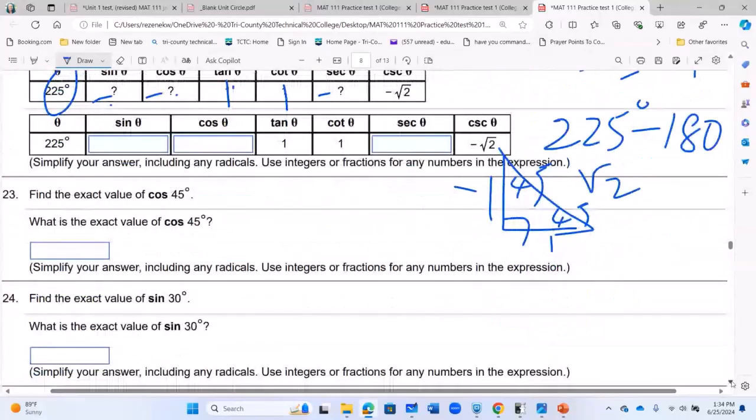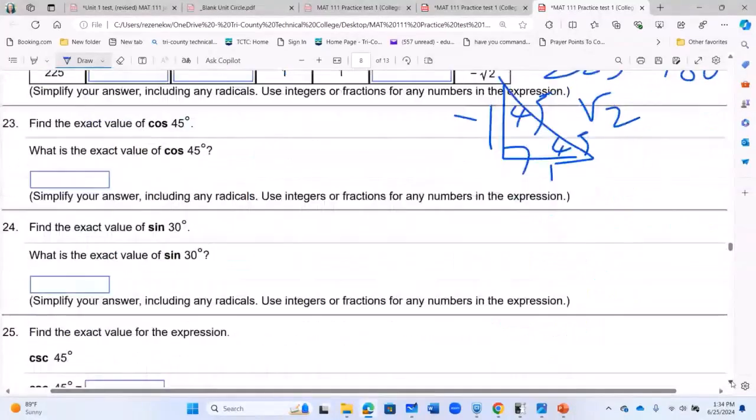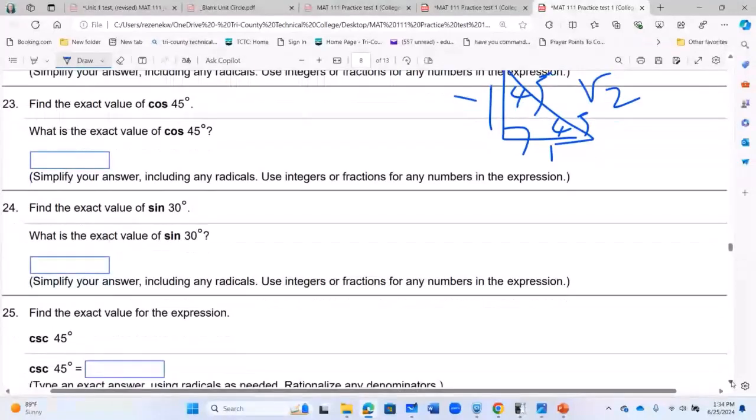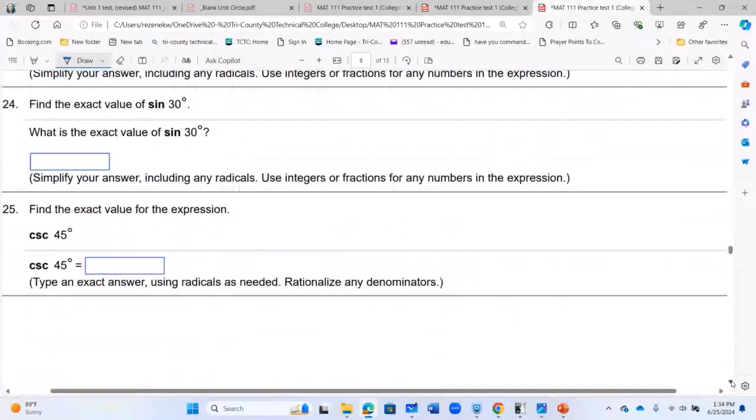And you have to believe me and work towards believing me. All right, we find the exact value of cos 45 degrees. We just talked about that. Find the cosine of 45 degrees. Find the exact value. Exact value means there should be no decimal. Leave your answer in terms of pi. So these are all simple questions.